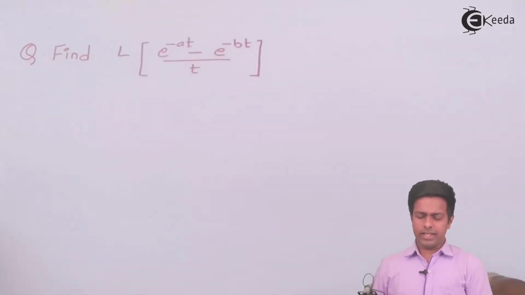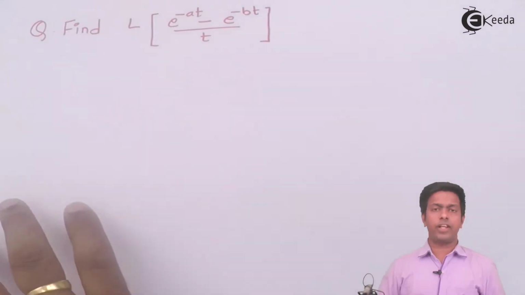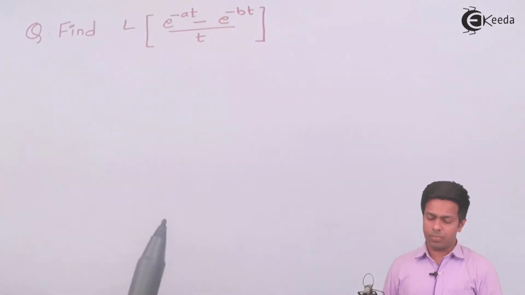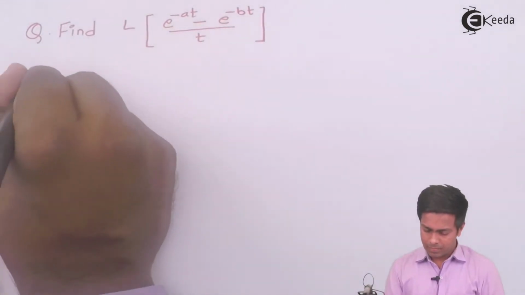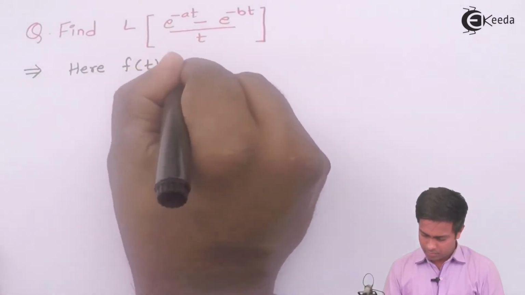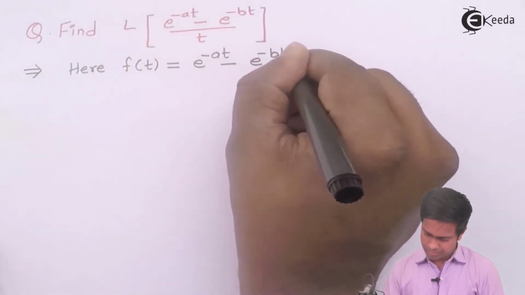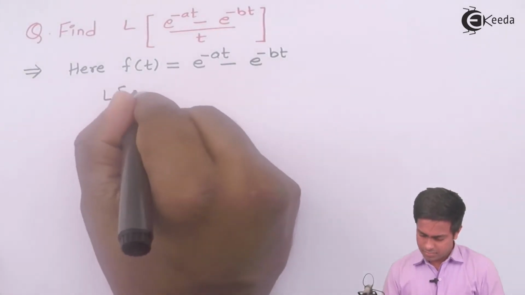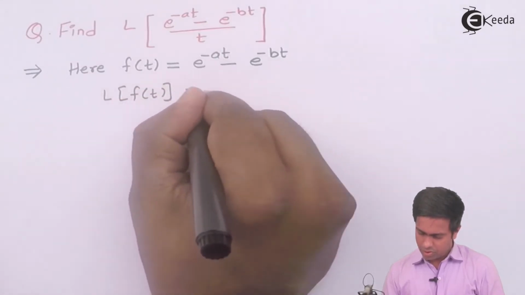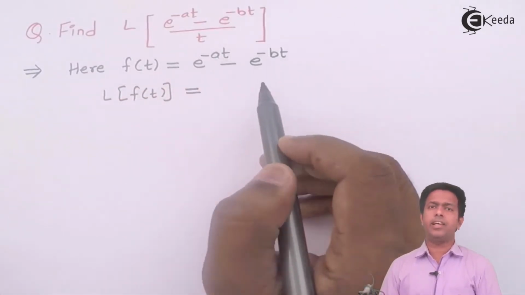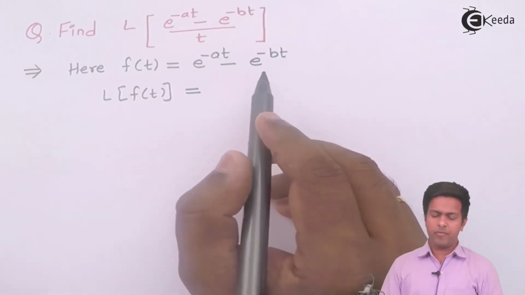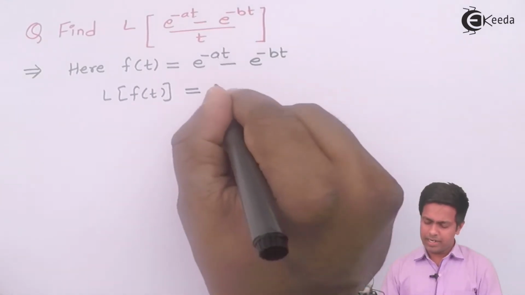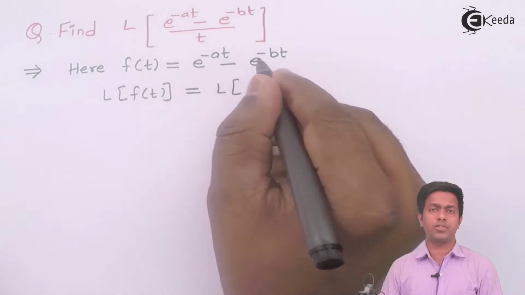So here we can easily find out that f of t is the numerator. So I'll say f of t is equal to e to the power minus at minus e to the power minus bt. Now guys, let's find out Laplace of this. On the right hand side, I'm going to apply the linearity property of Laplace, in which I'll find Laplace of both terms separately because we have a minus sign in between. So by linearity property, we'll get Laplace of this minus Laplace of this.